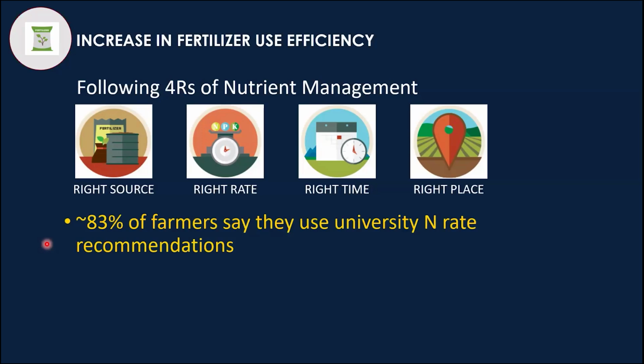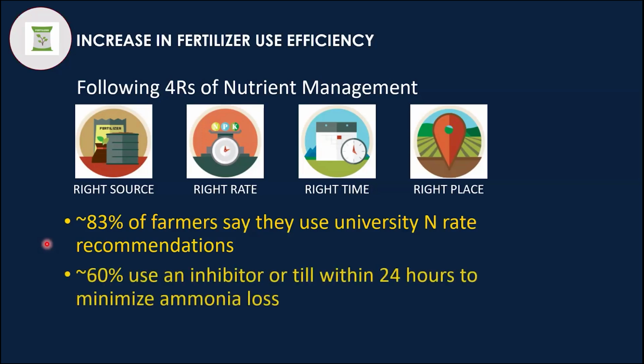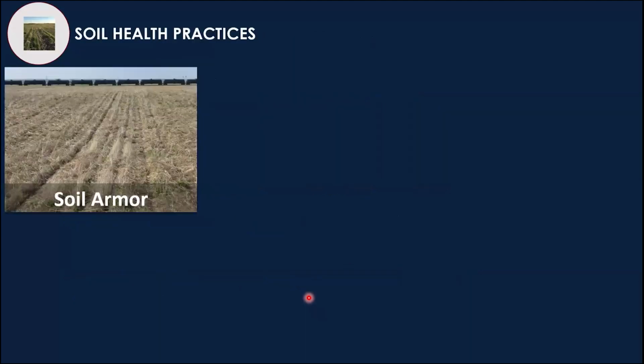When we talked to farmers a few years ago, about 83% of them were using university N rate recommendations, which is great. 60% of them are using an inhibitor when they apply nitrogen, or they're tilling within 24 hours to minimize ammonia loss, because we want to keep it in the soil and not back up in the atmosphere after we apply it. So those are all good things.